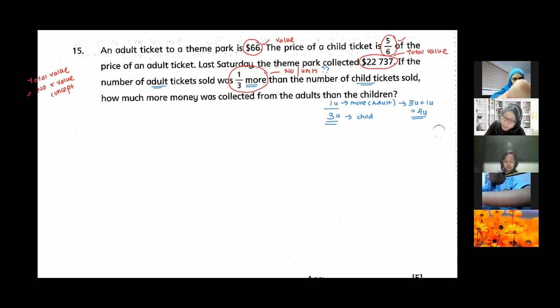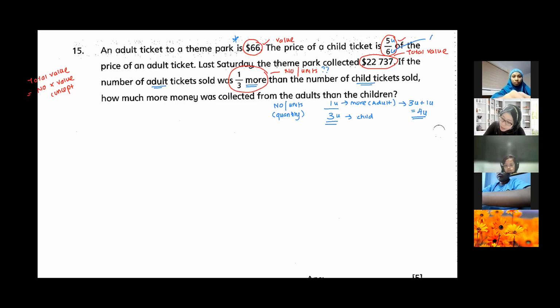This is the number, or the units, or in short, the quantity. Okay, I'm good with this. Now we are going to look at this fraction 5 over 6, 5 units, 6 units. I can find the value of the adult and the child ticket. Let's move from here. The price of a child ticket is 5 over 6 of the adult.